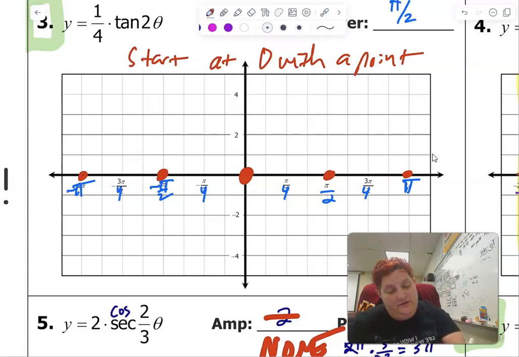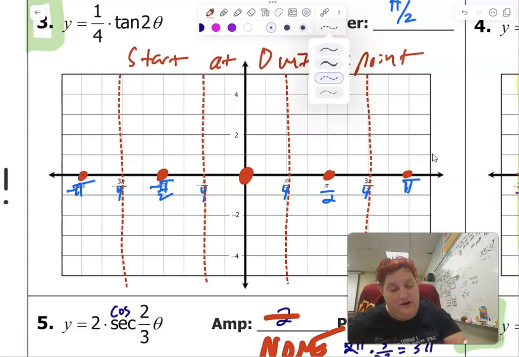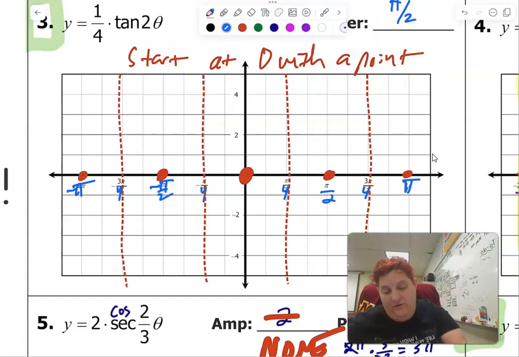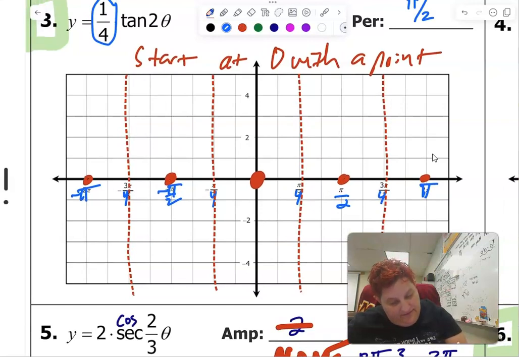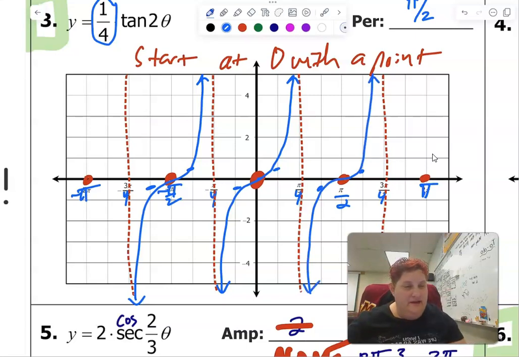Now everywhere there's not a dot, I'm going to put an asymptote through all of these. So every other point is either a dot or an asymptote. And then here's how we draw it. This is where the 1/4 comes in. That tells me that from the 0 right here, I go a 1/4 down and a 1/4 up, and then I draw it. From the 0, I go a 1/4 that way, a 1/4 that way, and I draw it. A 1/4 that way, a 1/4 that way, and we draw that. That is my tangent graph.